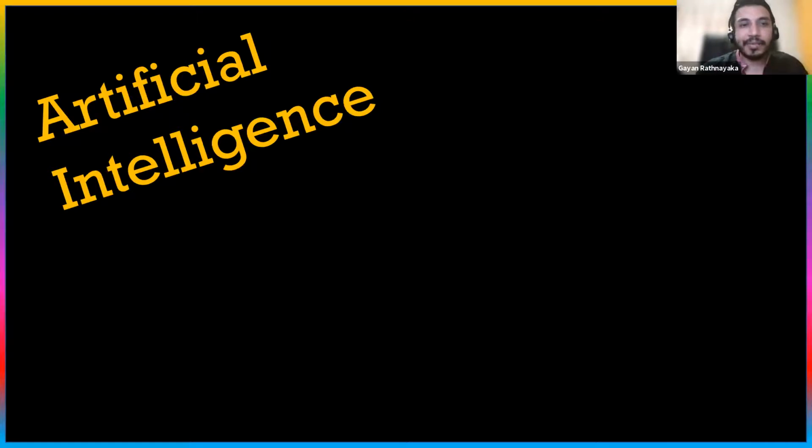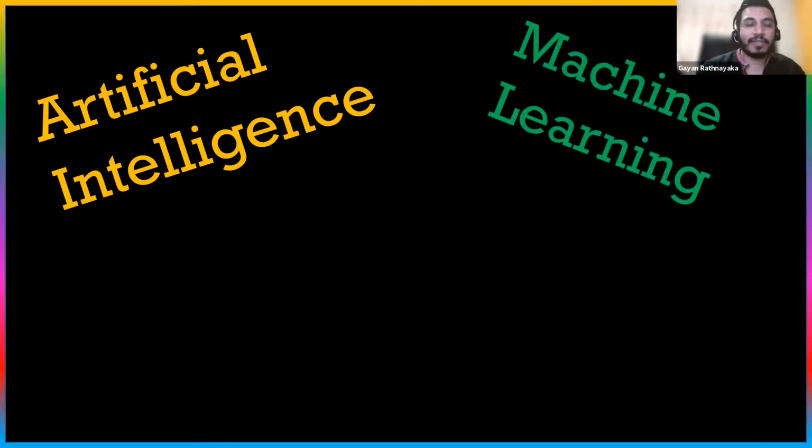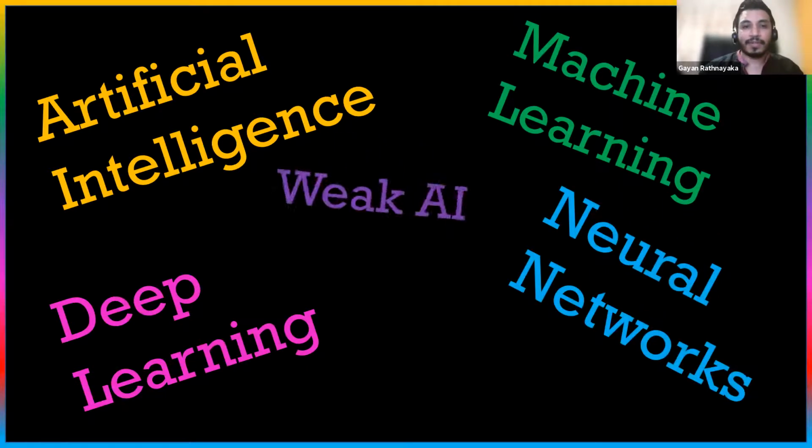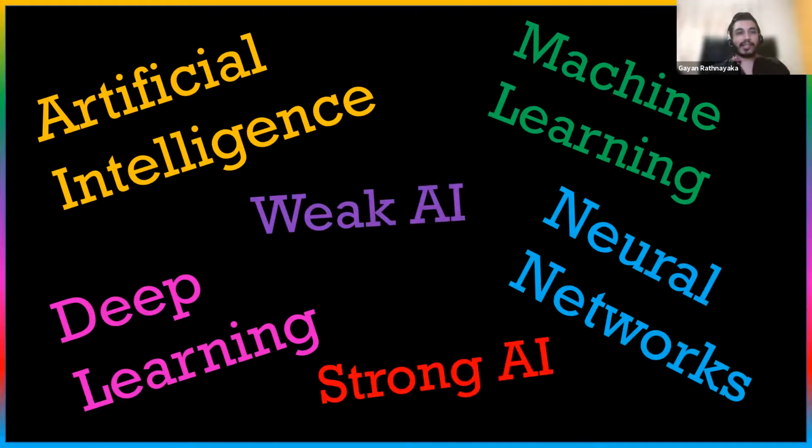Here we have some buzzwords: artificial intelligence, machine learning, deep learning, neural networks, weak AI, strong AI. I think most of you have heard about these things, but do you know what the differences between them are? Is artificial intelligence the same thing as machine learning? Are deep learning and machine learning similar? What is a neural network? You might have heard these buzzwords, but do you know the differences?